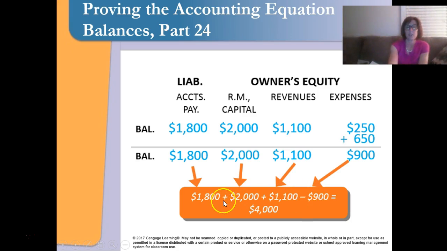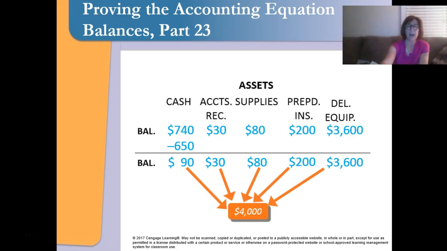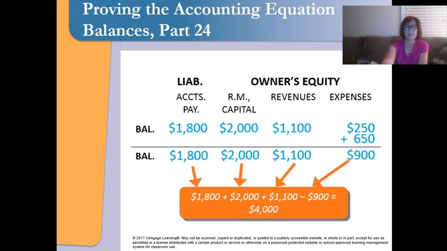And so if we look at our liabilities, the money we owe, plus the 2,000, Rohan's 2,000, and our revenue minus our expenses gives us a total liabilities plus owner's equity figure of $4,000, which fortunately, and I'll go back, equals our assets. So we're good.